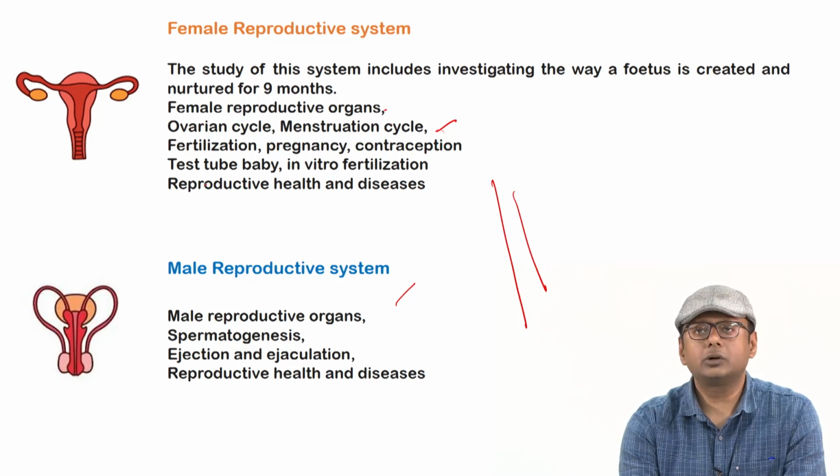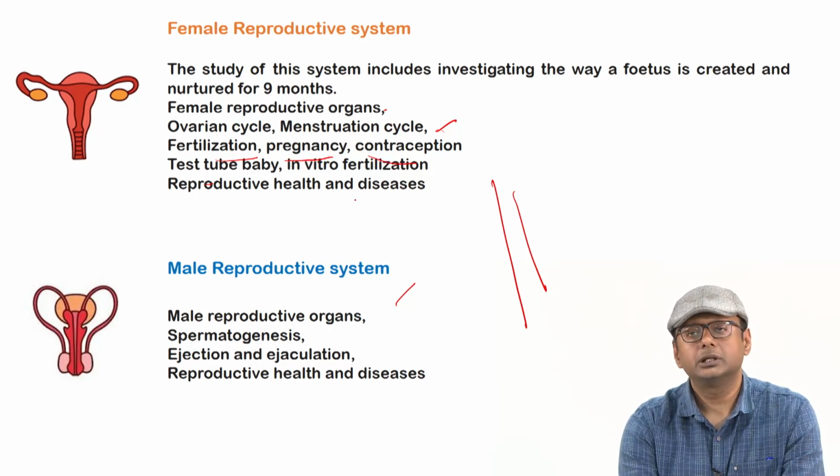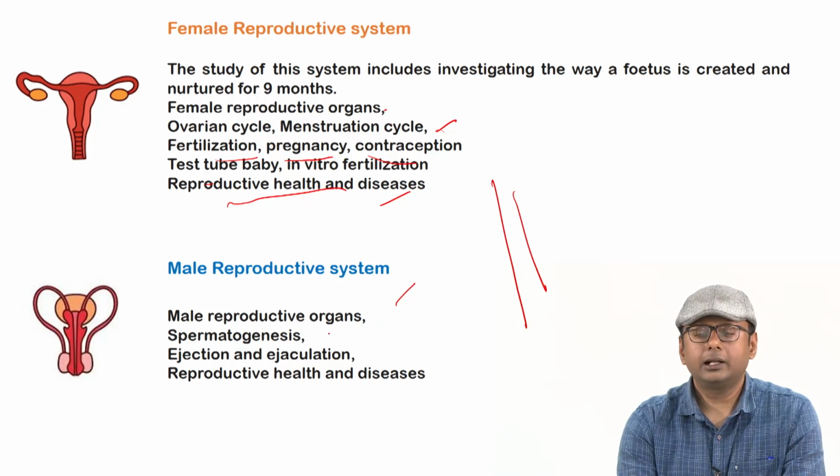We will discuss how fertilization works. We will discuss pregnancy and contraception procedures. Finally, we should also discuss reproductive health and other diseases and their cure. In the male reproductive system, we will discuss the male reproductive organs. We shall deep dive to know about the spermatogenesis process and also discuss reproductive health and diseases.